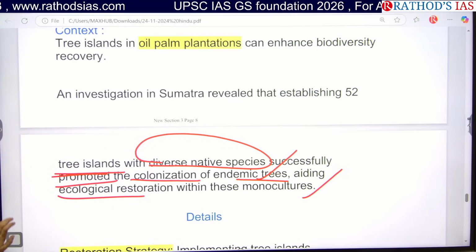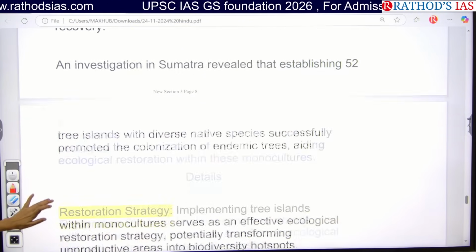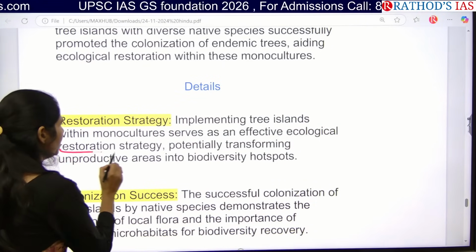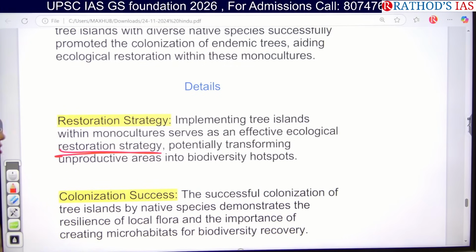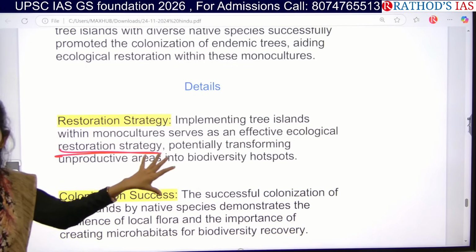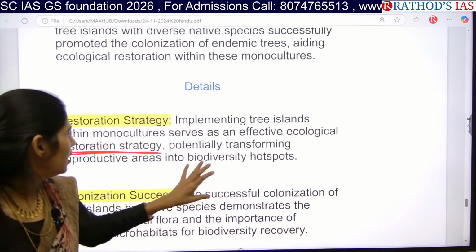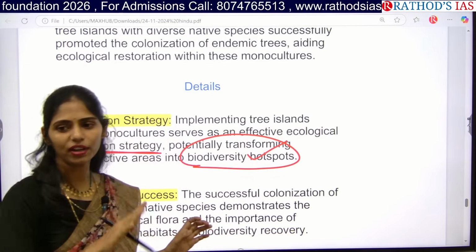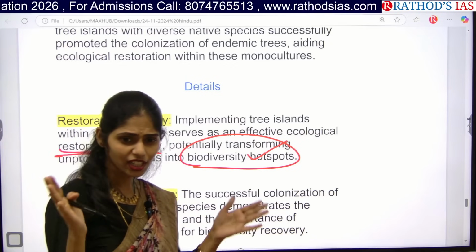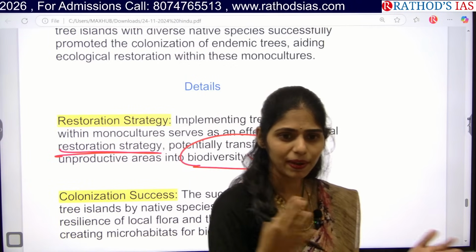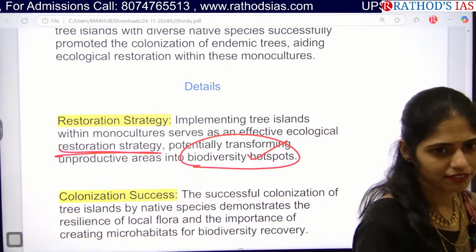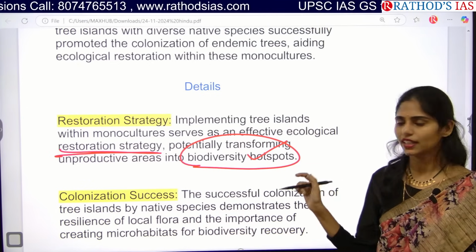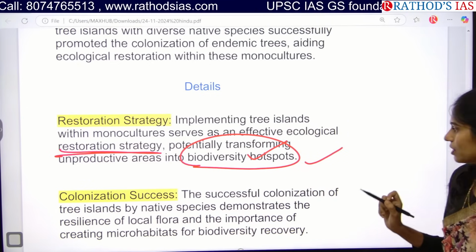Only the species which are present in that area, we are growing those plants in that tree island. So this article is saying that whenever we are implementing these tree islands with monoculture, that will be helpful for ecological restoration so that we can make them biodiversity hotspots. So what are these biodiversity hotspots? Biodiversity means diversity, different types. Bio means life. That means we are having different types of living species in that area. That is called biodiversity hotspots.